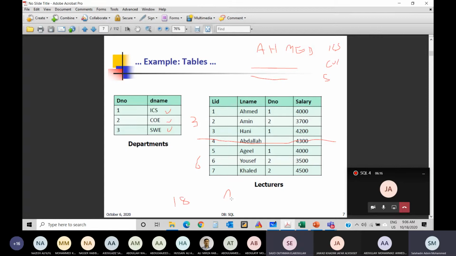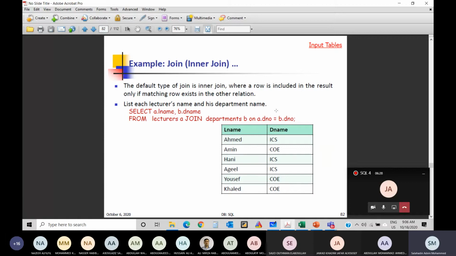Wrong information. Exactly, the SQL is wrong. So what you have to do is make sure that this condition must be there, which is A.dno must be equal to B.dno. If this condition is not satisfied, that row should not appear. That's why we ended up with only 6, in which this one is equal to this one.